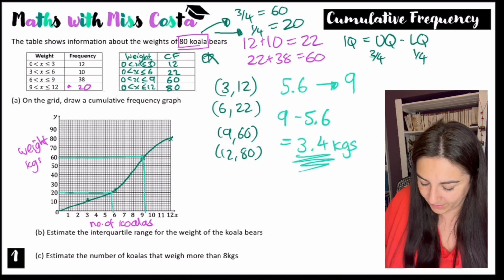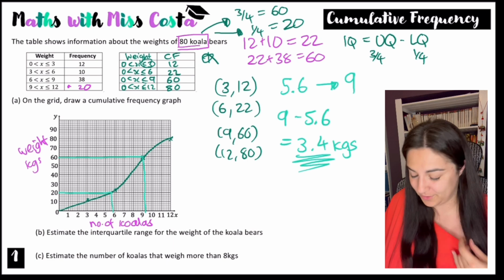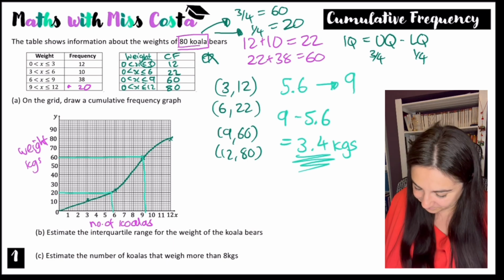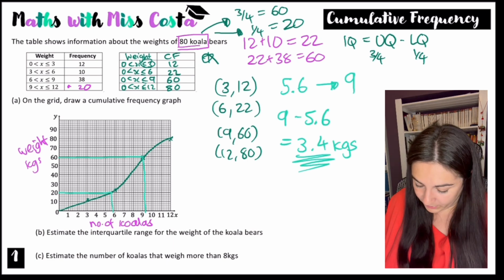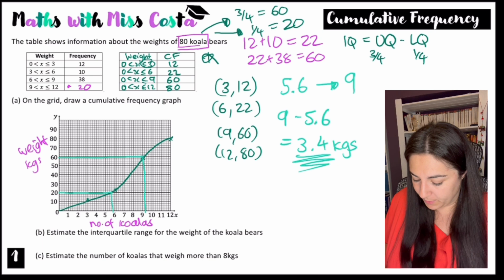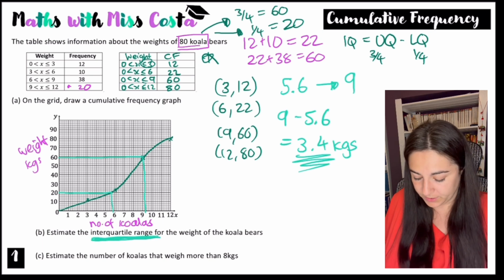So the interquartile range is 3.4 kilograms. Oh, and that's supposed to say weight of koalas, not number of koalas. It's quite late. Okay, 3.4 kilograms is the interquartile range. So remember, it's the upper quartile, take away the lower quartile.